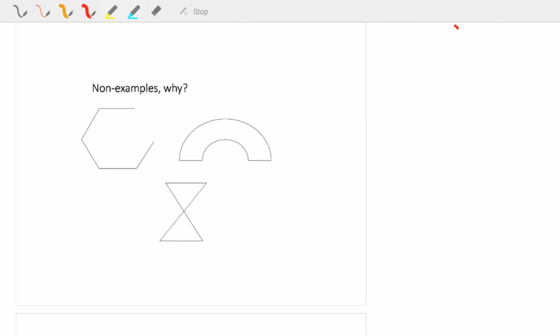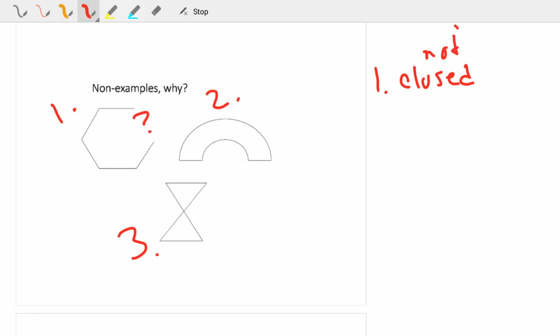Pause the video and tell me why these are not considered polygons, and try to explain why. Go ahead. Alright, so let's call this one 1, we'll call this one 2, we'll call this one 3, even though it doesn't look like it. So number 1, the reason it's not considered a polygon is because it's not closed. If you see here, there is empty space there, and that's why it's not closed.